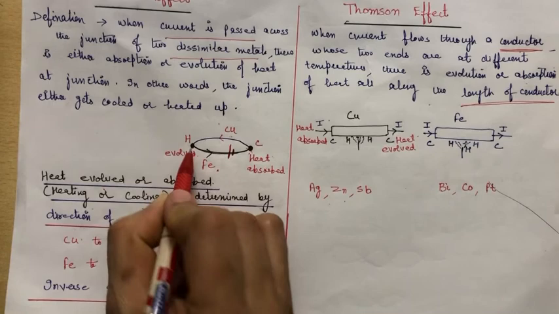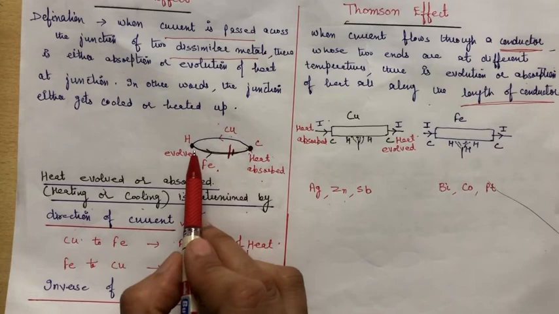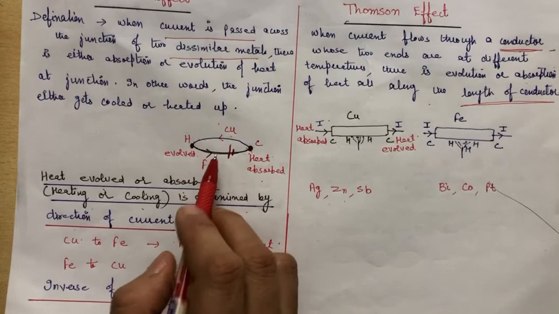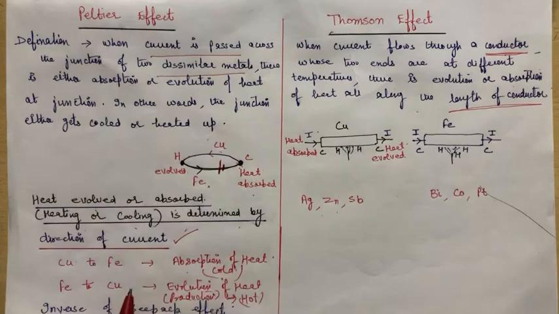So when copper to iron, there is absorption, and this is the cold junction. And when from iron to copper, there is production of heat, so this is hot. Heating is produced. That's why we say this is the inverse of Seebeck effect. Clear? So this is about the Peltier effect.